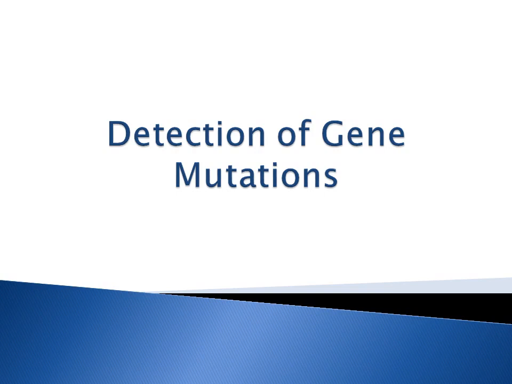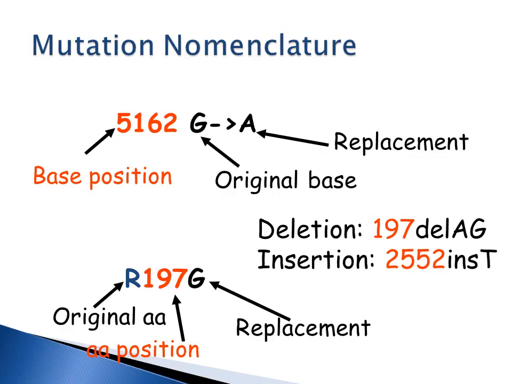So how do we detect gene mutations? We talked about detecting chromosomal mutations. Now we're going to move into gene mutations, and we're going to talk about mutation nomenclature.